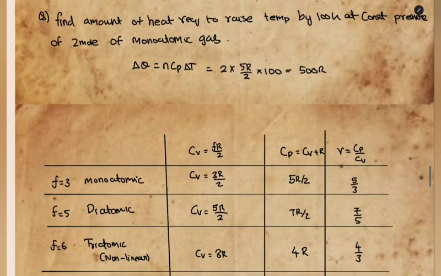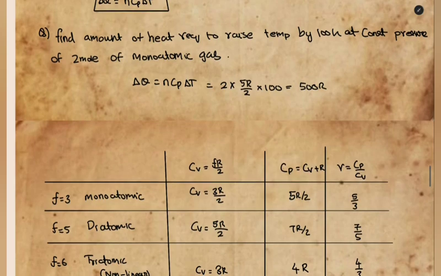Fine. So we have a question, and this is a good question. The amount of heat required to raise the temperature by 100 Kelvin at constant pressure of 2 moles of monoatomic gas. What is the given information? N is given, delta T is given, and monoatomic gas is given, which means F is already given. So it's just a specific heat question, and you can apply Cp here, which we will take as 5R by 2.